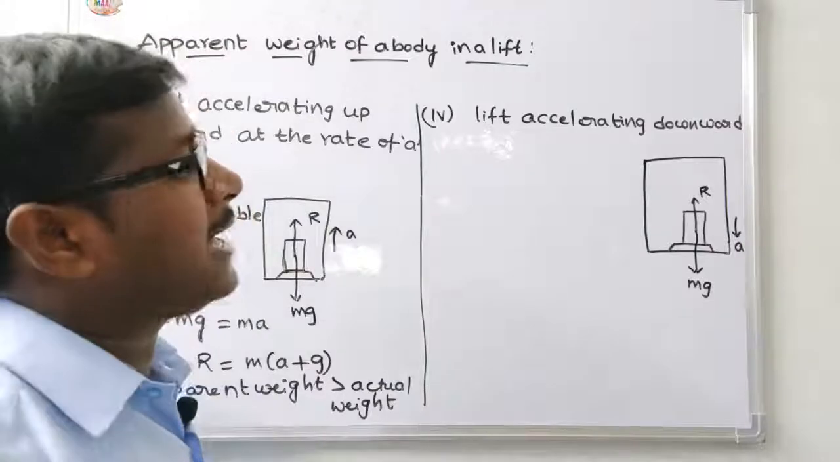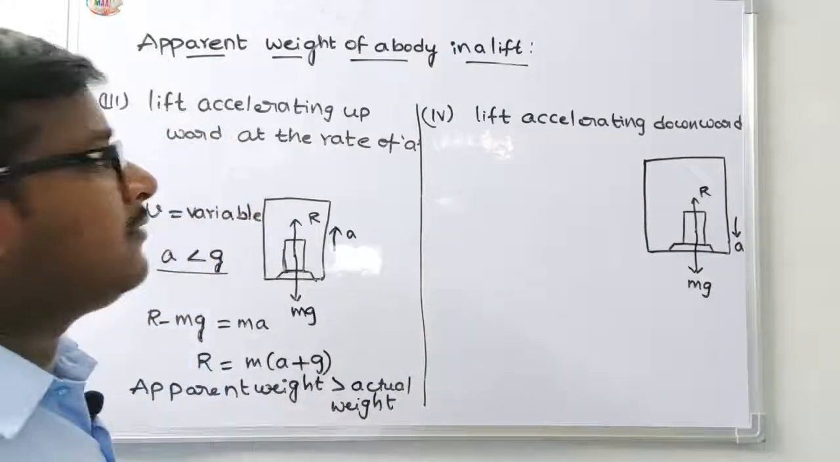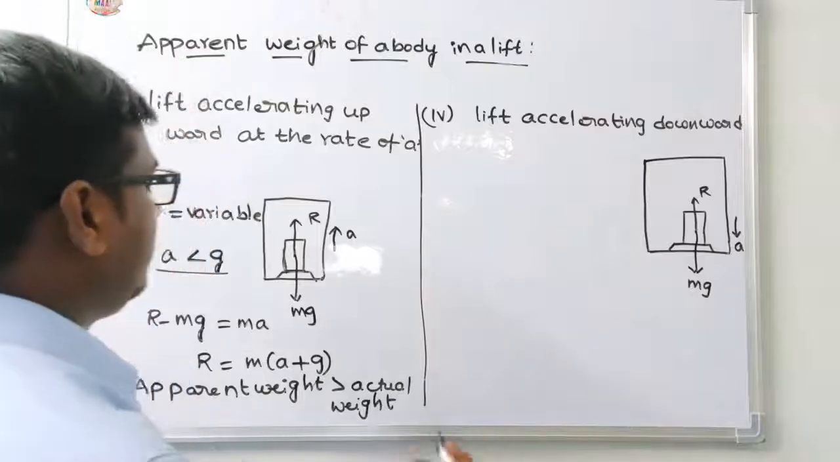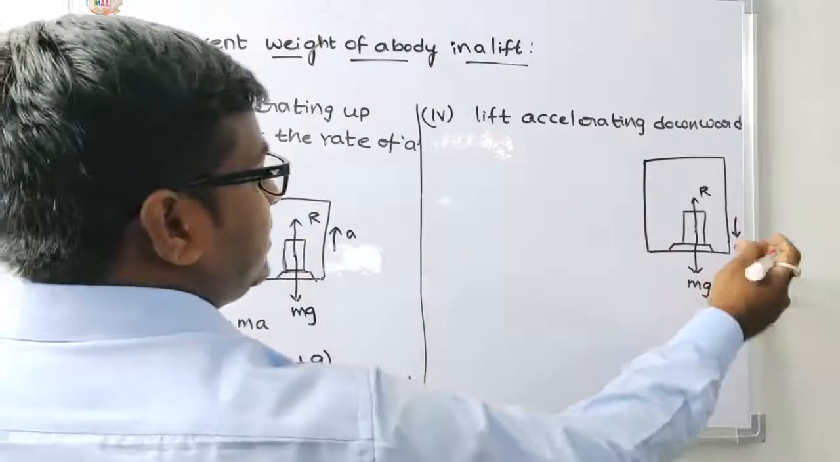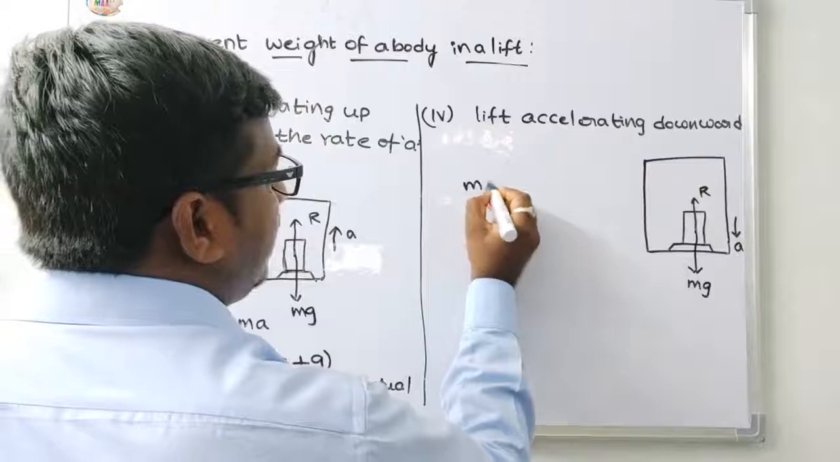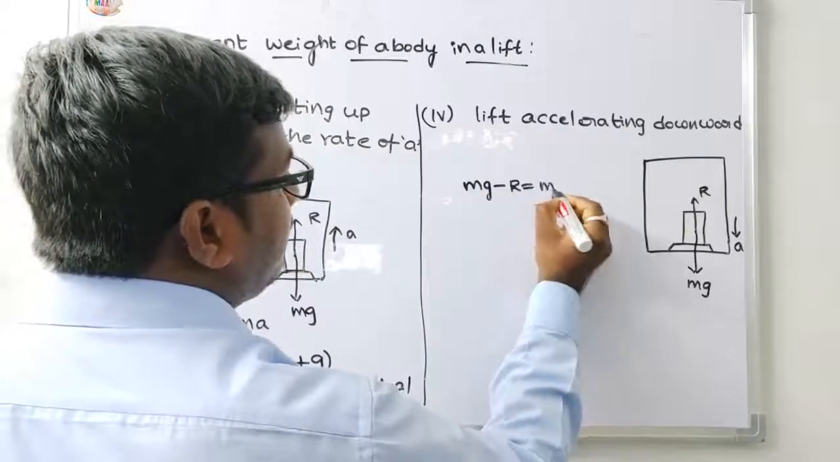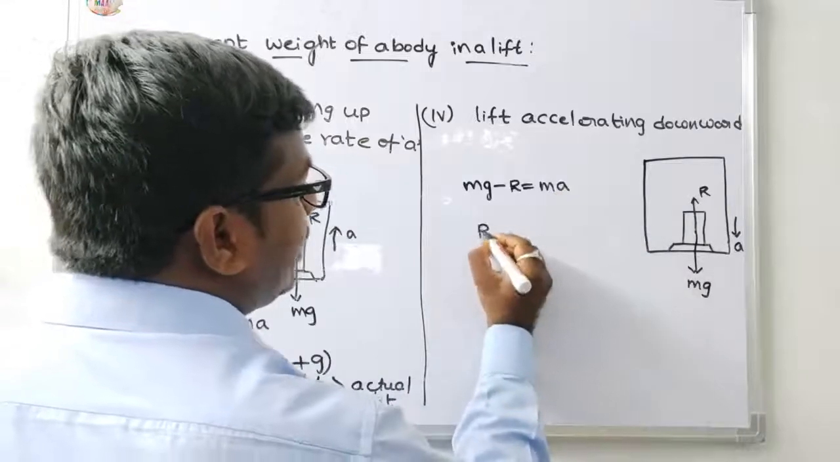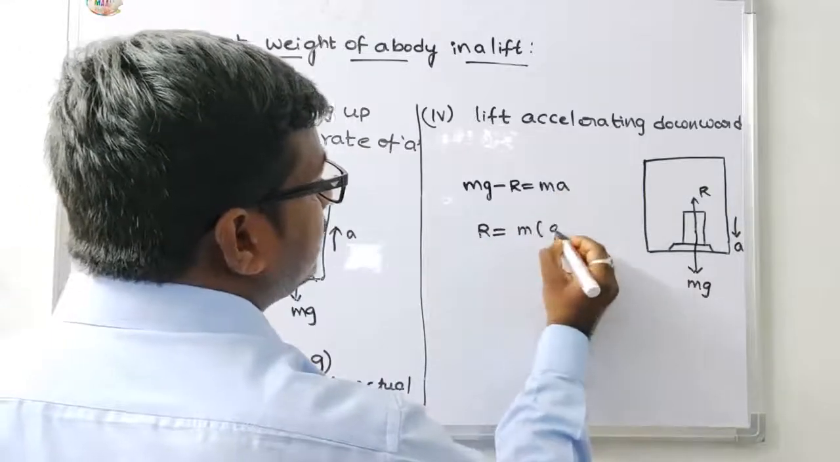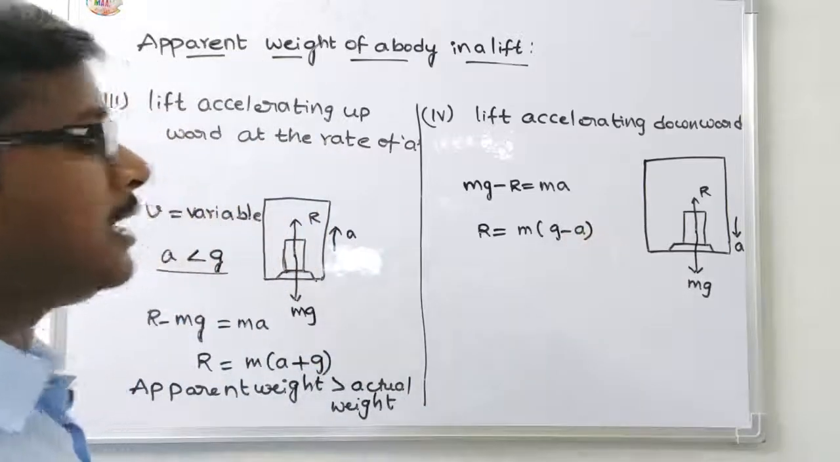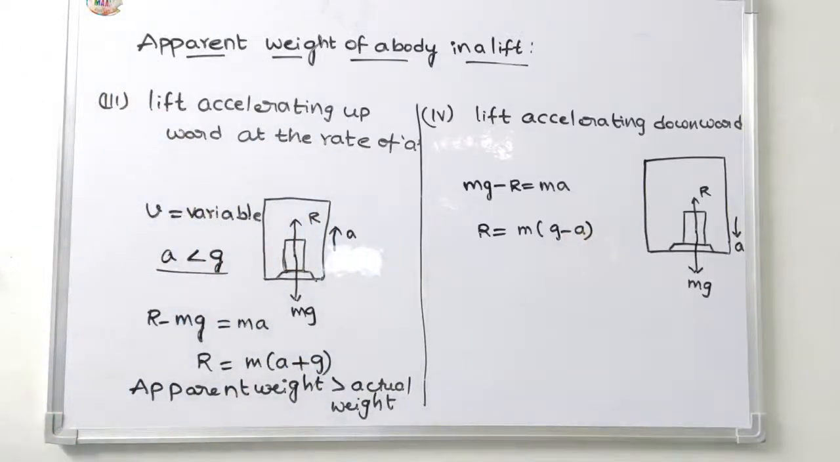In this condition, the lift is accelerating downward. Since acceleration is acting downward, first write mg minus R is equal to ma. Then R is equal to m into g minus a. The apparent weight is less than the actual weight.